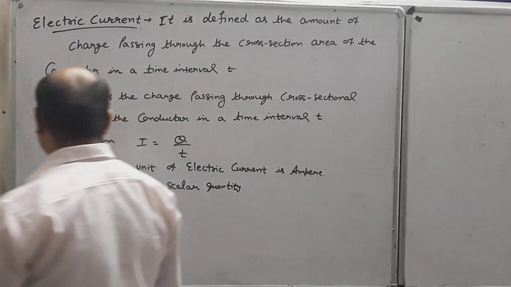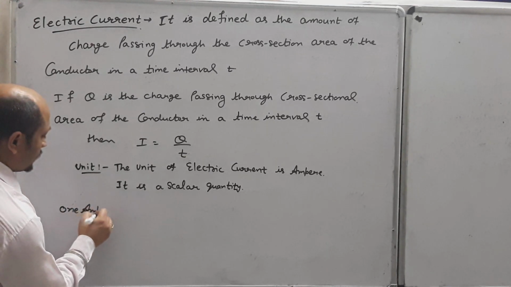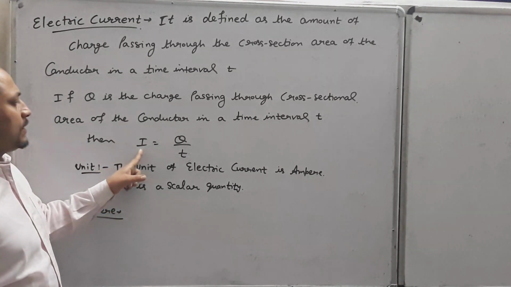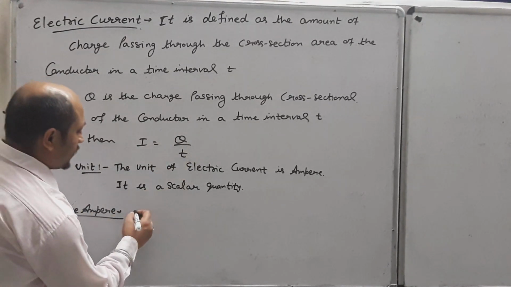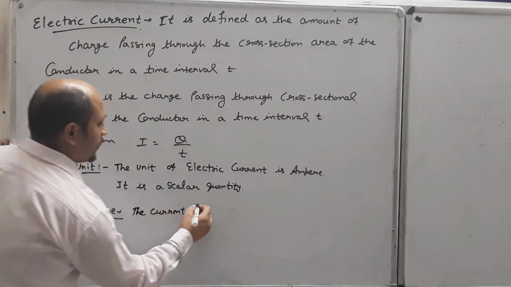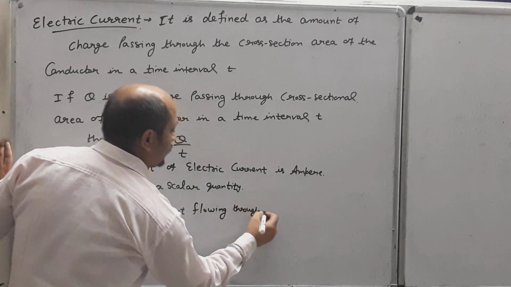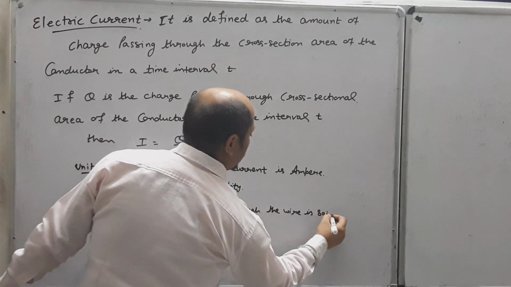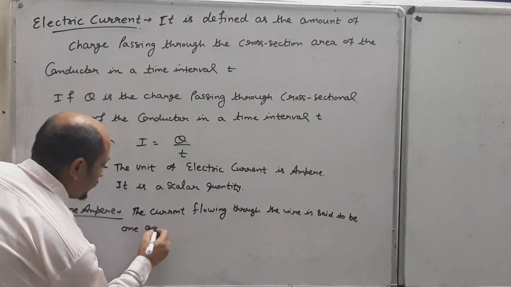Now, 1 ampere. What is 1 ampere? I is equal to 1 ampere if Q is equal to 1 coulomb and T is equal to 1 second. The amount of current flowing through the wire is said to be 1 ampere.